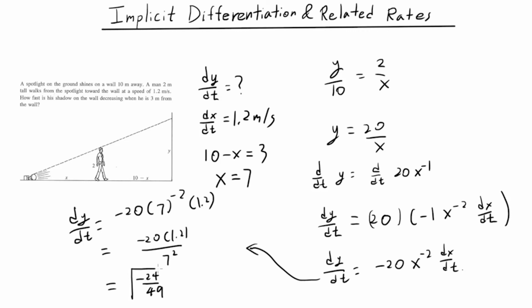So there you have it. We have successfully solved a related rates problem by differentiating our variables in an implicit way.